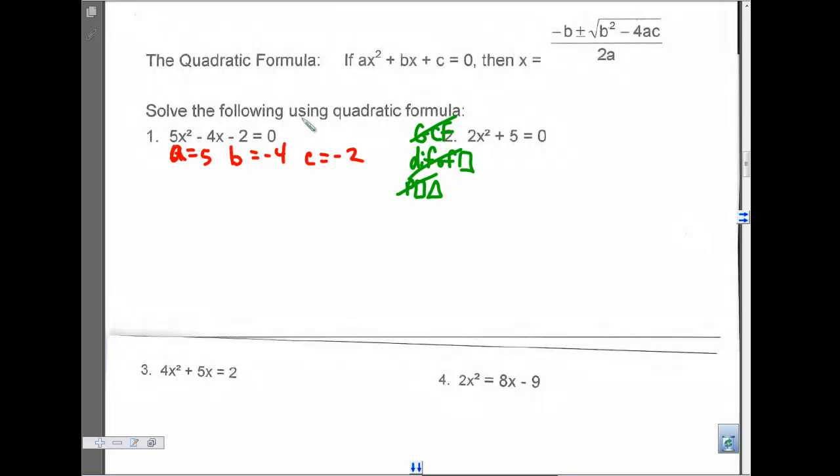Target product, target sum. The target product would be 5 times -2, which is -10, and the target sum is -4. There are not any factors of -10 that would give me -4 as a sum. I have 1 and 10 and 2 and 5. So I can't use target product, target sum. And when this happens, we are able to use what's called the quadratic formula.